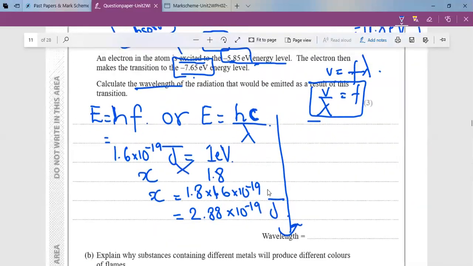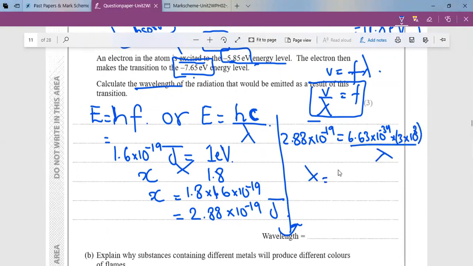Now, once you have this energy, just plug it in here. 2.88 raised to the power of minus 19 equals h, which is 6.63 raised to the power of minus 34, multiplied by the velocity of light. What's the velocity of light? 3 raised to the power of 8, and divided by lambda. Now get a value for lambda, please.